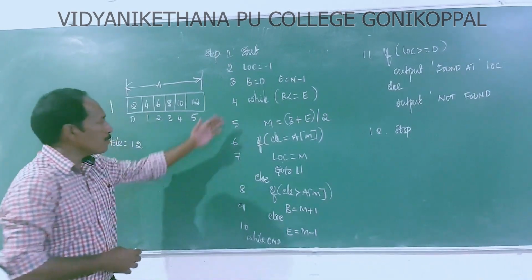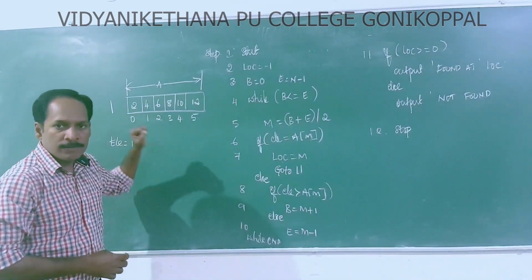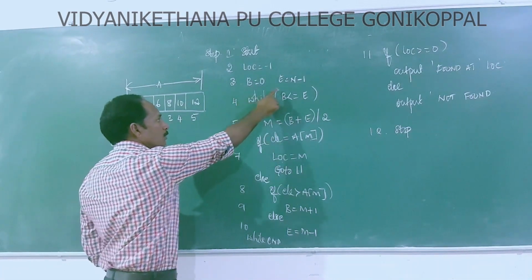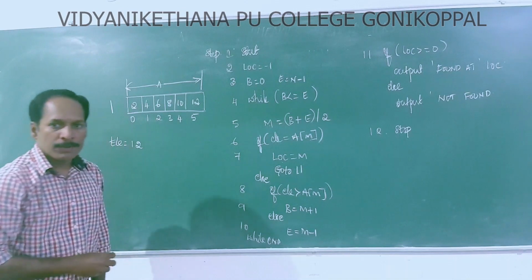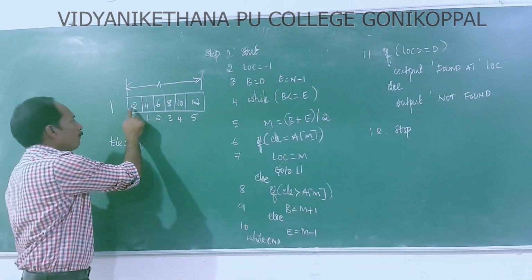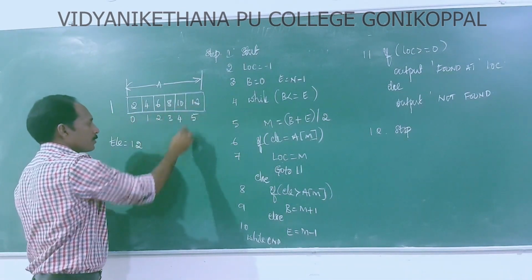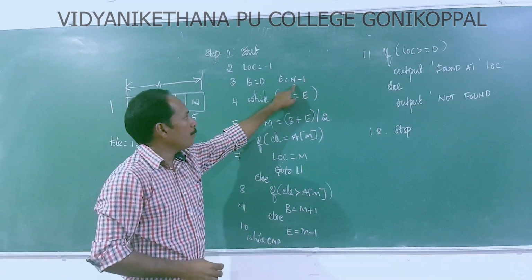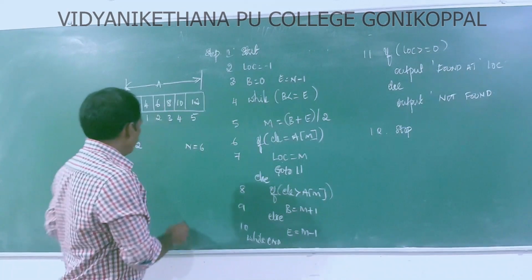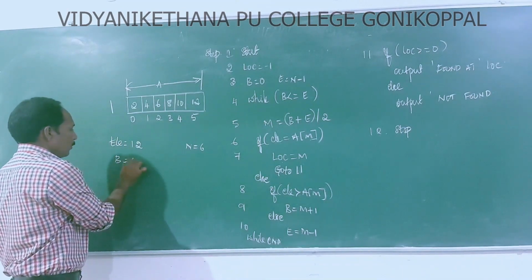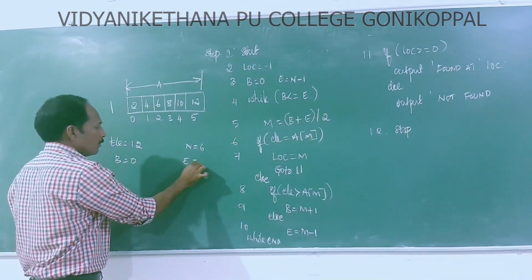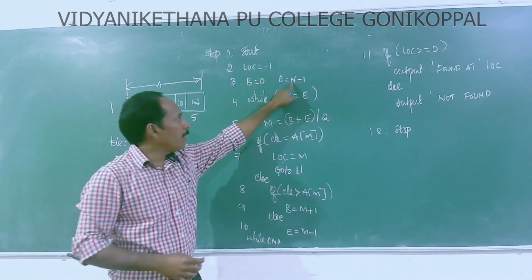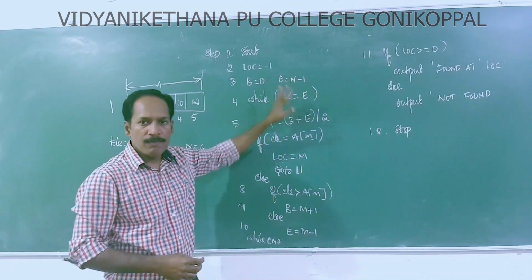So let us apply binary search on this set of numbers. Let us start with B. What does B mean? 0. What is E? E equals n minus 1. What does n mean? We have 1, 2, 3, 4, 5, 6. So n becomes 6, and n minus 1 means 5. So B is 0 and E is 5, that is, 6 minus 1 is 5.